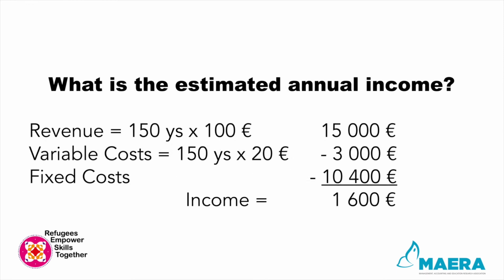Now let's see what is the estimated annual income of the Art de Acreditar business. First, we need to calculate revenue, which is obtained by multiplying the number of estimated yoga sessions by the unit selling price. We obtain €15,000. Second, we need to calculate variable costs, which are obtained by multiplying the same number of estimated yoga sessions by the unit variable cost. We obtain €3,000.